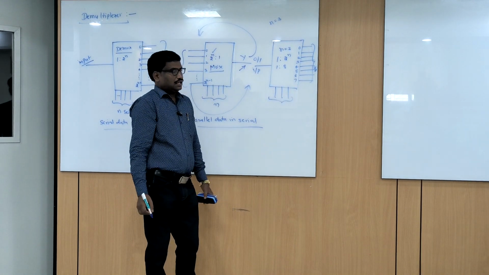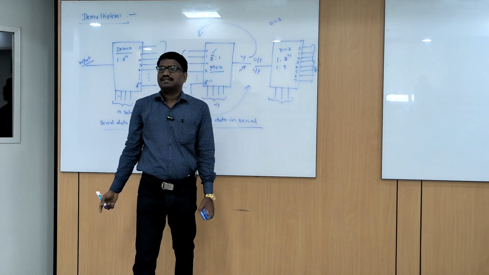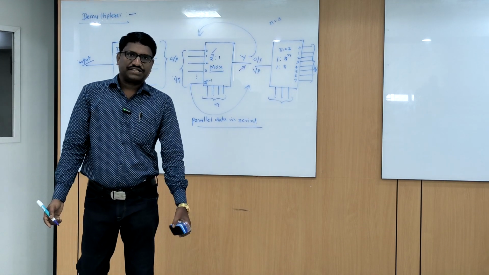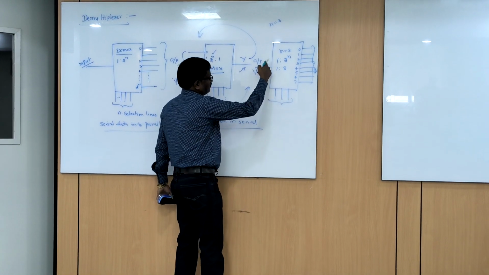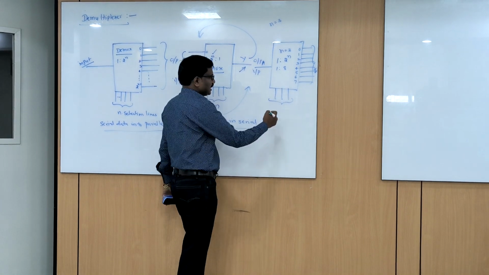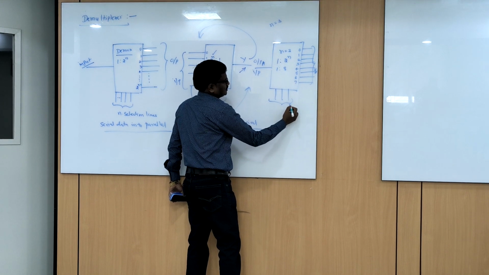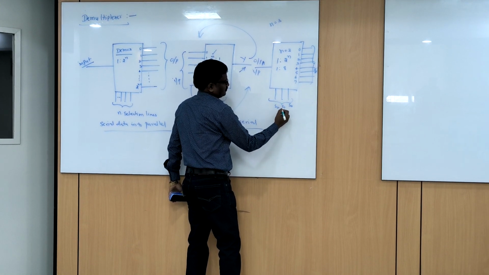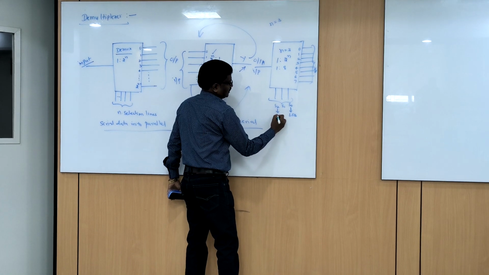For this, if I want the truth table, what is the truth table? It is the input output relation. There is one input, let's say input A. There are selection lines, say S0, S1, S2, where S0 is the LSB and S2 is the MSB.